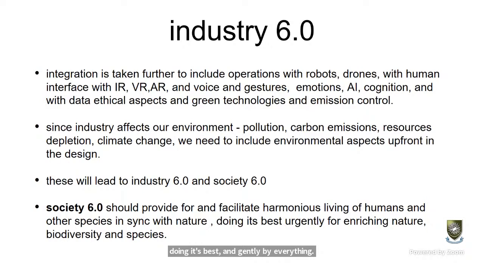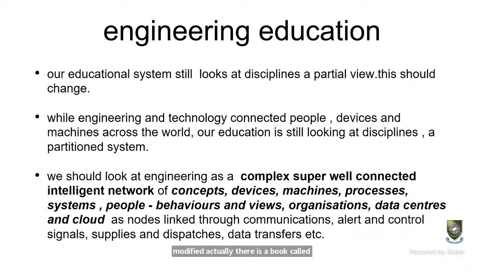Enriching nature, biodiversity and species. That's extremely important to me. If we want to survive, we want to have sustained things; this part is more important than the other part. Actually, there is a book called Abundance by Peter Diamandis. He talks about methods of doing this. I think I will skip that. I'll go to the next one.